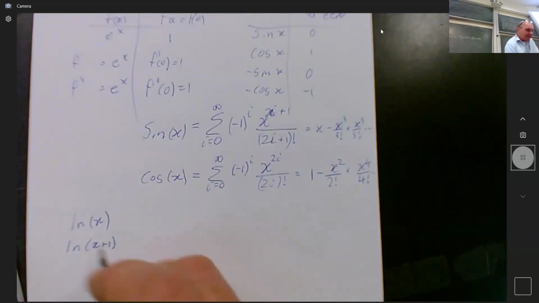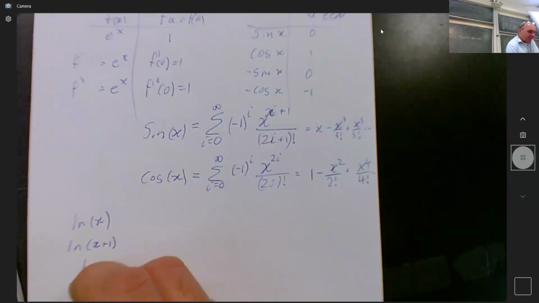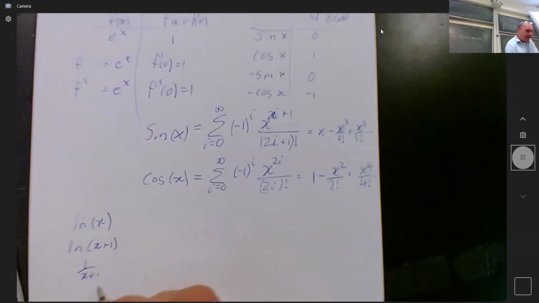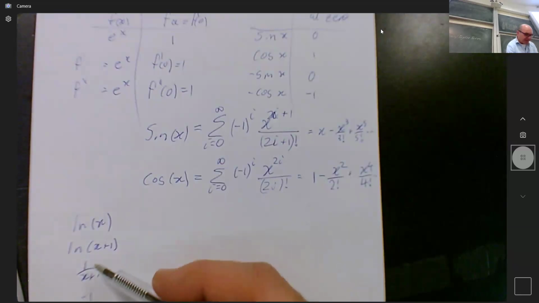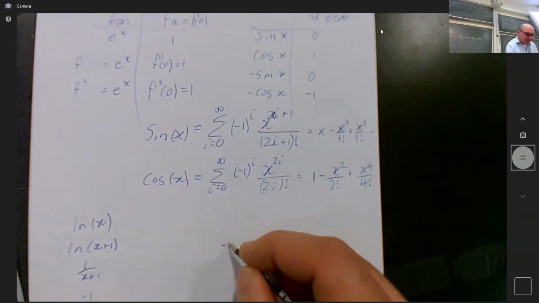If we do this, the first derivative would be 1 on x plus 1. And then the second derivative would be minus 1 on x plus 1 all squared. And then 2 on x plus 1 cubed. So this is a little bit more difficult to work out what's going on, isn't it? But if we look at the pattern, the next one I'm going to times by minus 3. So I'm going to have an alternating sign.